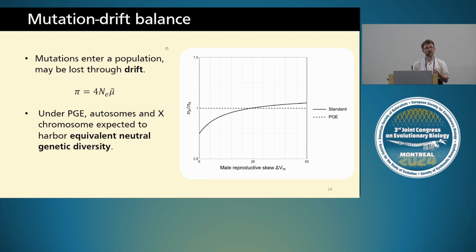So if we again think about our PGE systems, what are we seeing? They're going to have the same effective population size and the same effective mutation rate. So regardless of aspects of the demography, whether it's some kind of sex bias or differences in the mutation rate, we'd expect them to have the same neutral genetic diversity. And that's what you can see on the plot on the right-hand side here. On the y-axis, I have the relative genetic diversity on X chromosomes and autosomes, and on the bottom we have male reproductive skew. So if we think about our PGE systems, regardless of the amount of skew, it should be equal. That's not like our standard systems, where factors such as demography will modulate the relative genetic diversity we expect to see.